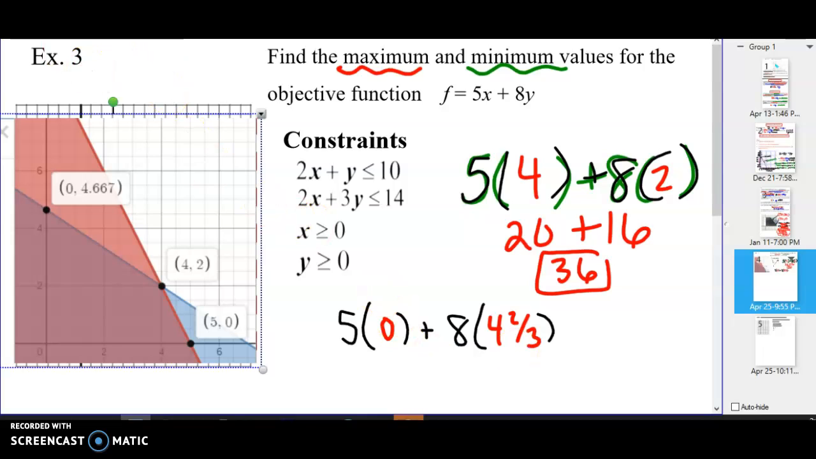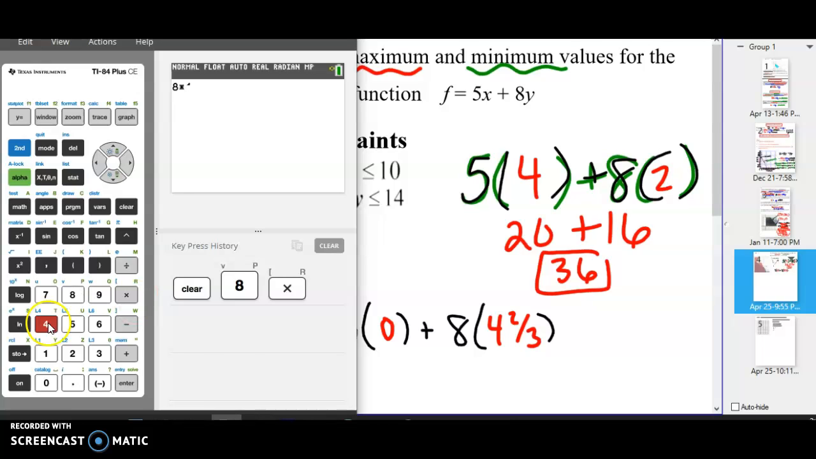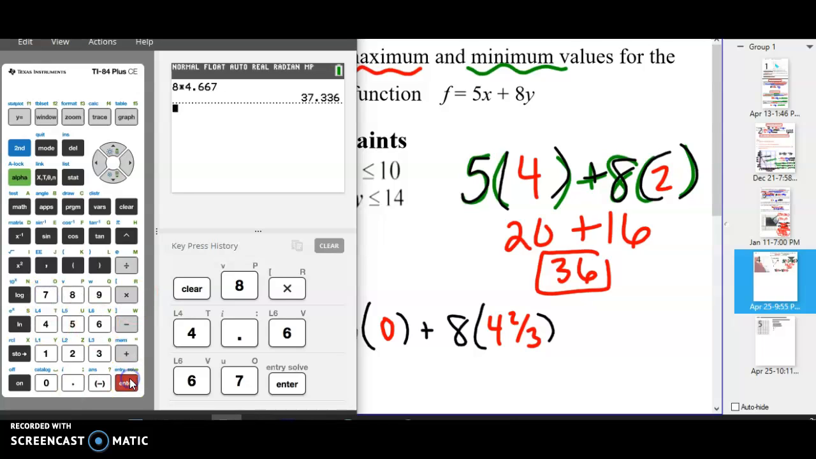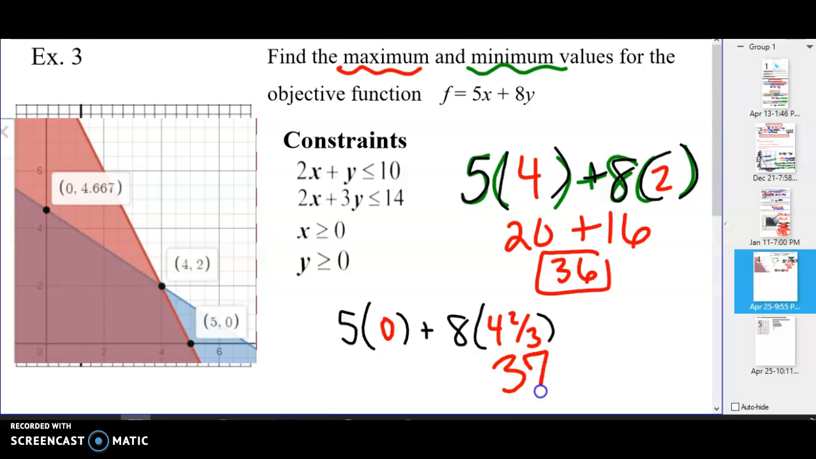So what does that give me? 8 times 4.667, so that's about 37.336. So 37 1/3. Really? Oh, wow. I was not expecting that. Okay, so did I make a mistake on that other one, 4, 2? 5 times 4 plus 8 times 2, so that gave me 36. All right, that one was smaller. Yeah, totally was not expecting that.